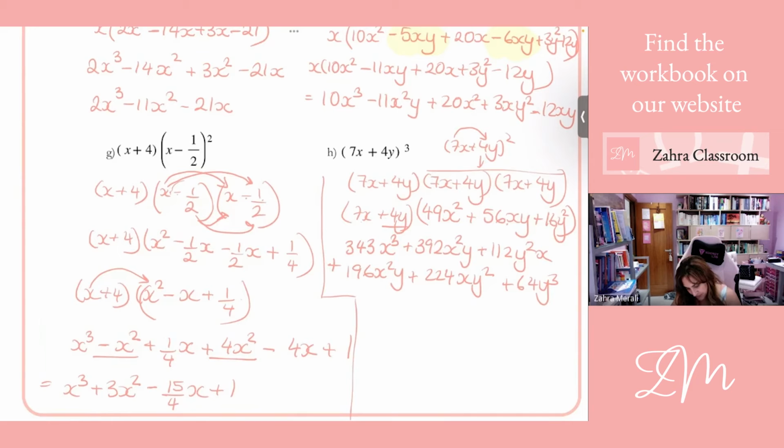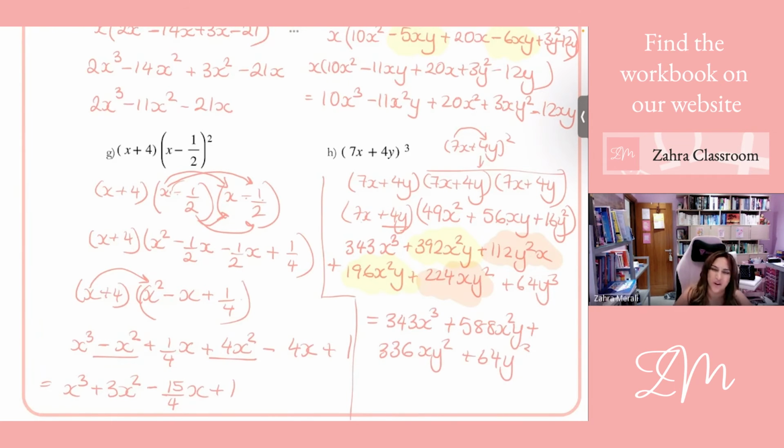I've got only one lot of x squared y. I've got x squared y here, which is the same as that one. And then I've got y squared x, which is the same as xy squared. Right, so I can combine those. So I've got 343 x cubed plus 392 plus 196, which is 588 x squared y, plus 112 plus 224, so 336 xy squared plus 64 y cubed.